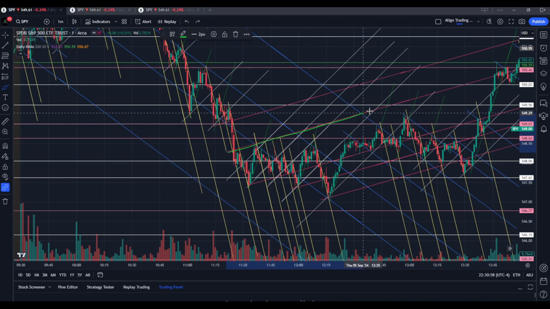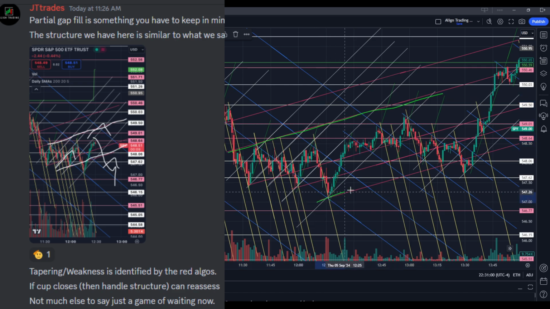So as I explained with this red algorithm right here, as it can show that weakness and tapering, if you were taking maybe scalps right here off of these head and shoulders, well, that is fine as well. You can take those, but you have to understand this larger move needs this inverse cup to close back at this level, and we need to lose right here, which you can see is where we formed support and ended up heading back up. So at this point, right, you need to see this handle below that level.